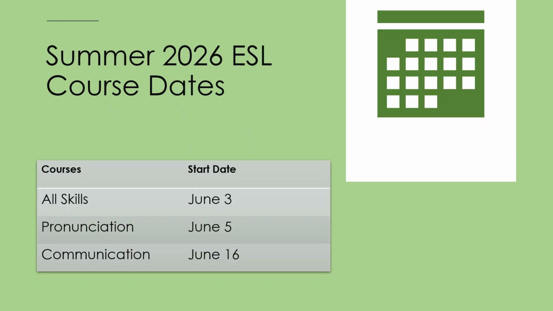So here are the dates for the summer courses. The all skills classes, those are the 1A, 1B, 2A, 2B, 2C, 3A classes. Those start on June 3rd. The pronunciation class starts on June 5th. And the communication classes start on June 16th.